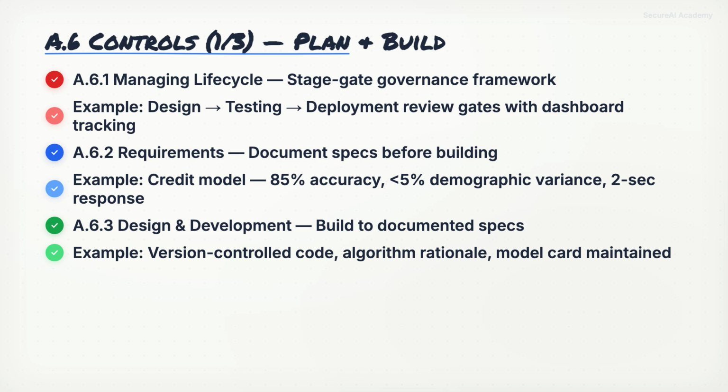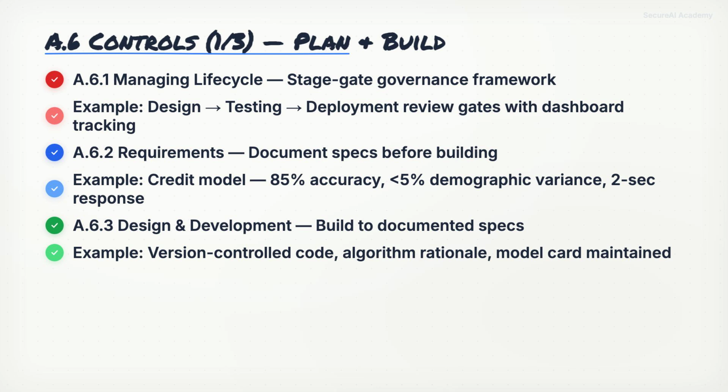Control 2. AI system requirements. Define requirements before building. Example: for a credit scoring model, requirements state 85% accuracy, no more than 5% variance across demographic groups, explanations for rejections, 2-second response time, and compliance with fair lending regulations.